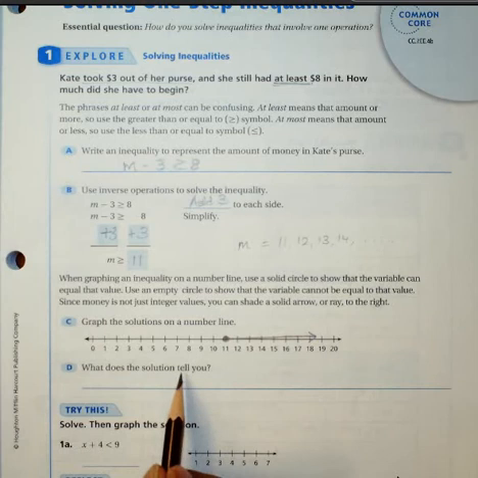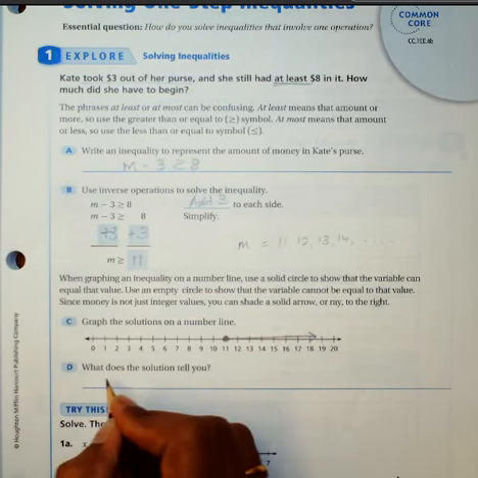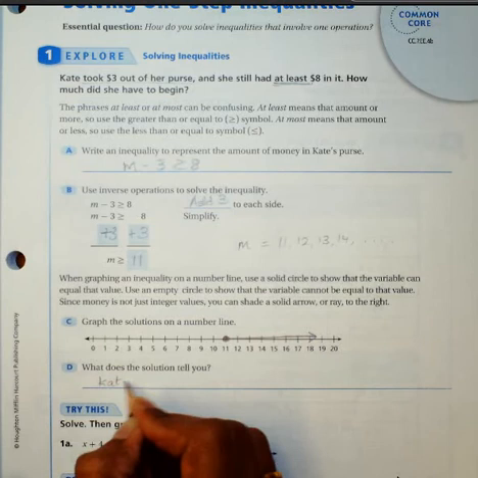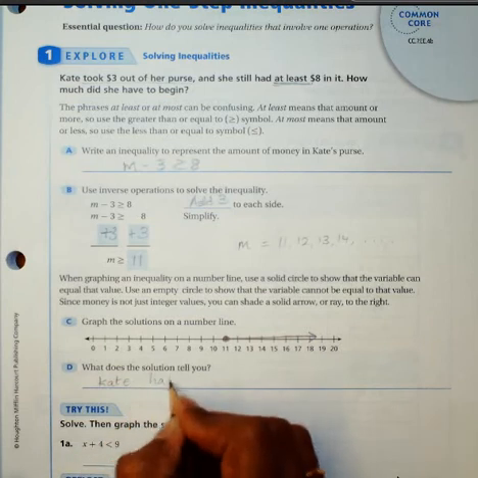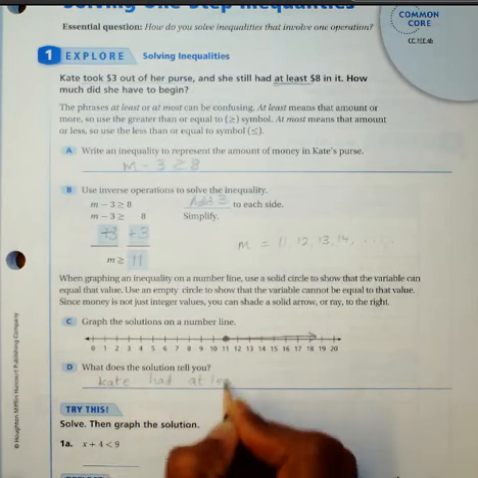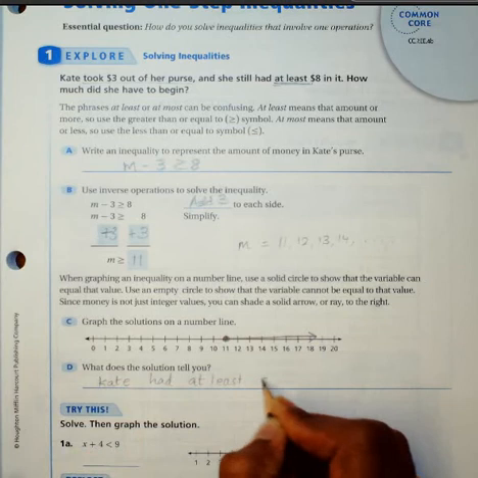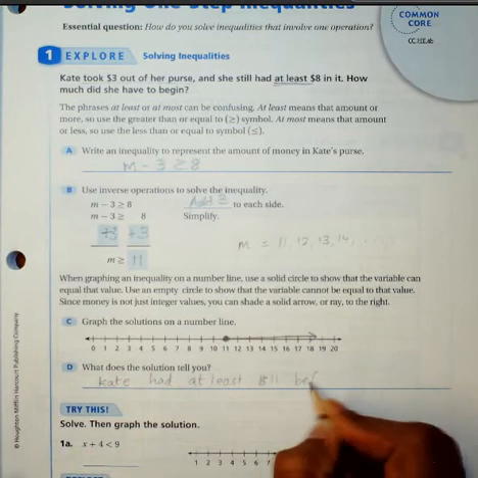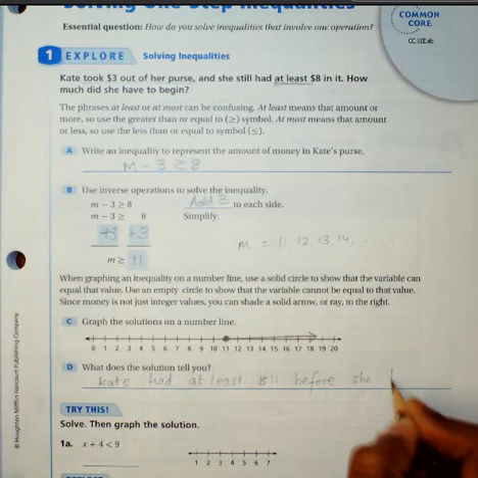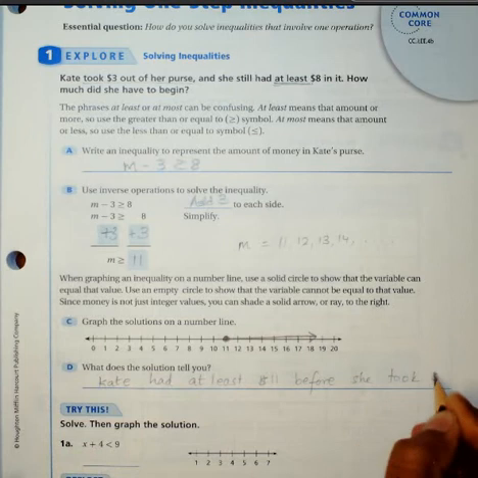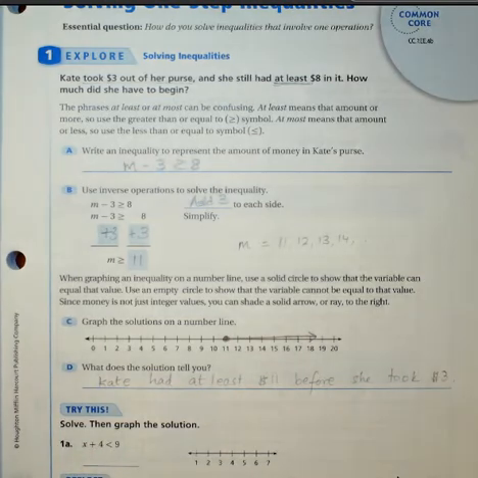So what does this solution tell you? This tells you that Kate had at least $11 before she took out $3. Right? That's what we found out.